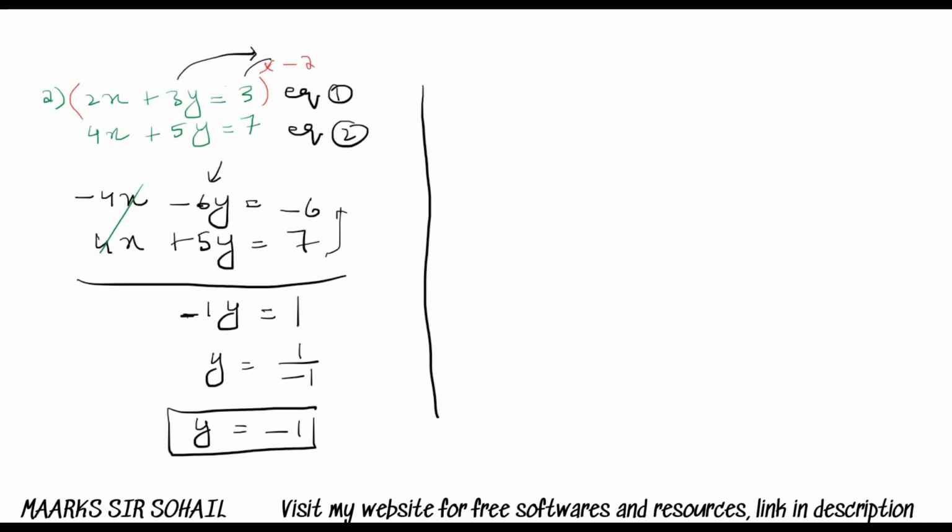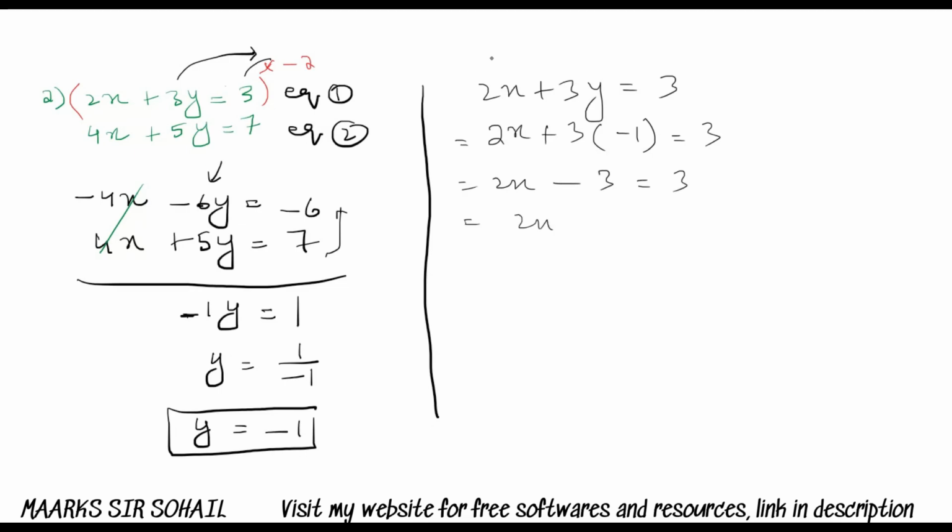It has a variable with a small coefficient, so I'll rewrite the first equation: 2x + 3y = 3. Now in place of y, I need to put the value. So 2x as it is plus 3 as it is, only y should be replaced with this value, which is equal to 3 now. So now I'll solve this equation. 2x + 3(-1) = 3, so 2x - 3 = 3. This -3 on the other side will become +3. So 3 plus 3, and finally x is equal to 6 upon 2, 3 plus 3 is 6, 6 upon 2 gives us 3.